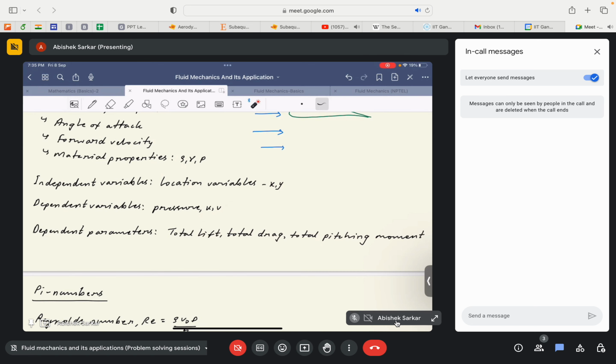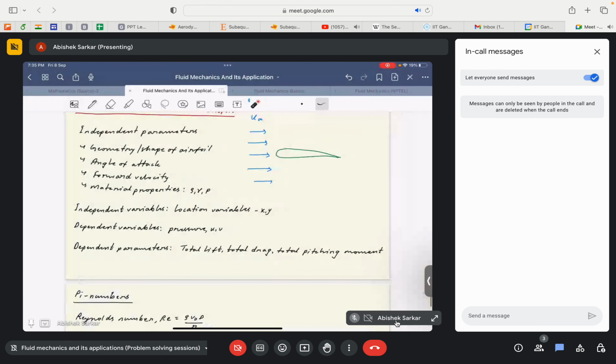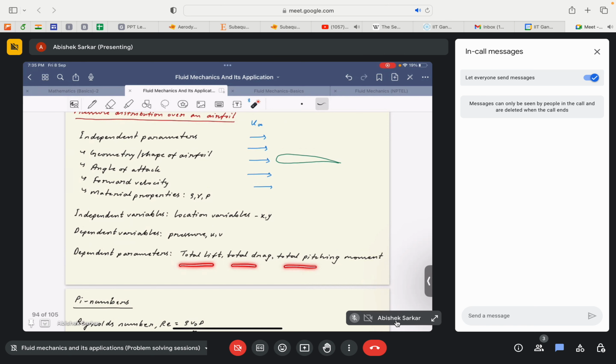Then finally we have dependent parameters. So here, as it is mentioned, it is total lift, total drag, total pitching moment. These are again some modified parameters that are usually taken into consideration while doing any fluid flow experiment, and these are termed in the special case of flow over an airfoil. These are parameters that are being designed by the researchers so that they can help us to get a better physical idea of the flow field.